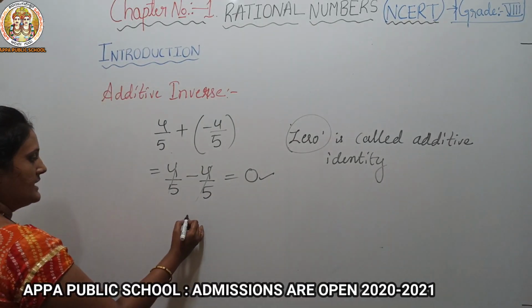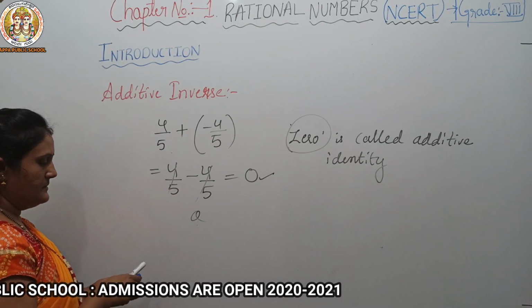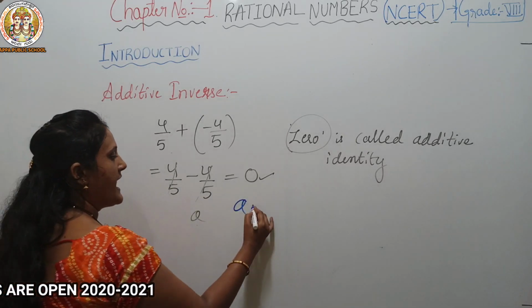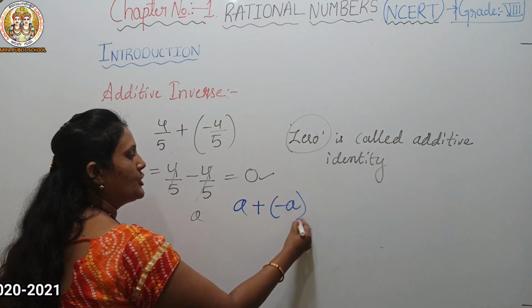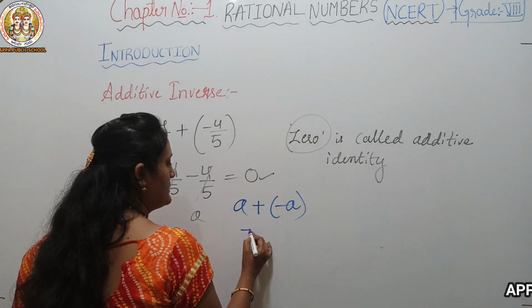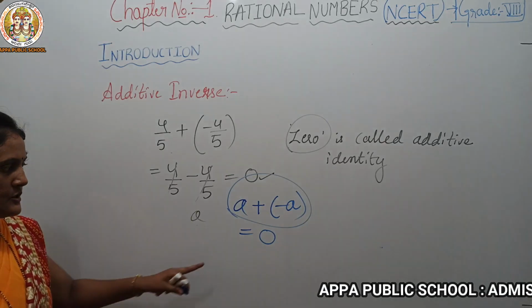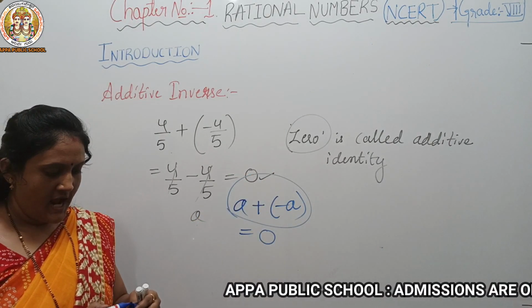So take any rational number A. We are adding the negative of this, which is minus A. Then what is the sum of these two? The sum of these two is 0, isn't it? So 0 is the additive identity.